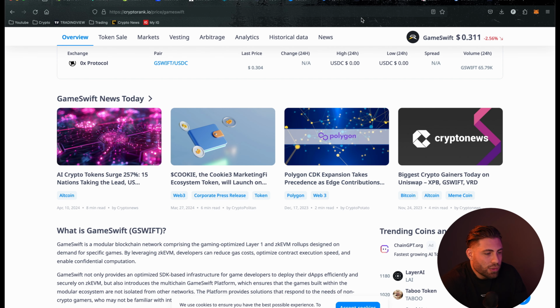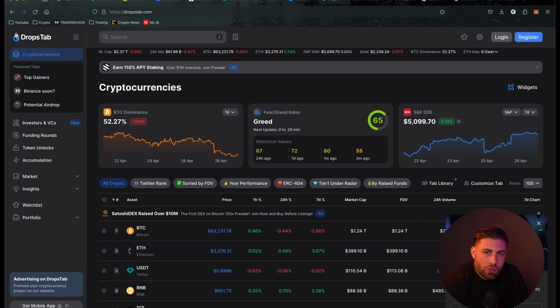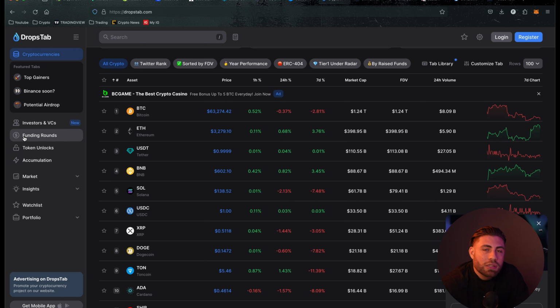Now, the next tool I wanted to talk about is DropsTab. DropsTab is something I use specifically to track my portfolio. I find it to be the best. Again, you can use this to see the Fear Greed Index, BTC Dominance, S&P 500. You know, I really like it. It's a very nice, intuitive platform. You can see the top gainers. You can see potential airdrops. So, once I bring these tools to you, I think you will get creative. You'll end up finding your own way of using them. I'm not going to spend much time on DropsTab. I'm just going to include the link in the description.